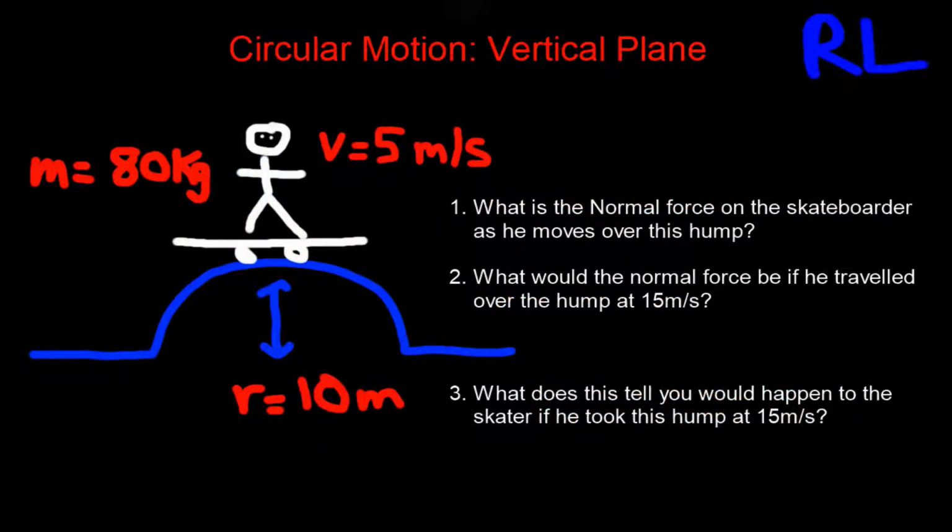For your homework question this week, we have a skater who weighs 80 kilograms traveling over this perfectly circular hump of radius 10 meters at 5 meters per second. What I want you to find is the normal force he experiences as he moves over this hump, specifically at the point where he's at the exact top of the hump. We also want to know what the normal force would be if he traveled at 15 meters per second instead of 5 meters per second. And then comment on what this means physically, the answer you get in part 2.